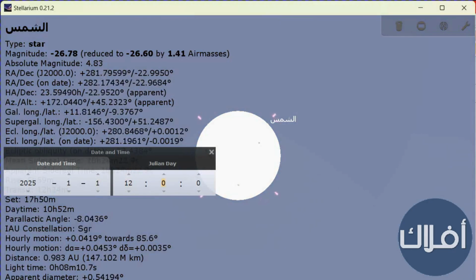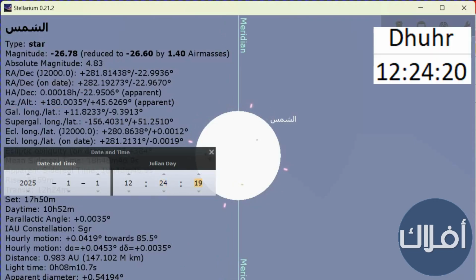And we'll move the time until the sun reaches the meridian line. The hour angle HA should be closest to 24 or 0. The azimuth should be closest to 180 or 0. Dhuhur time in Excel was 12:24:20, Stellarium 12:24:19, with a difference of 1 second.